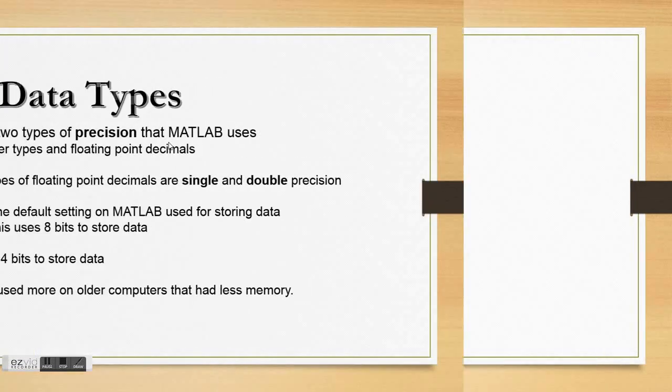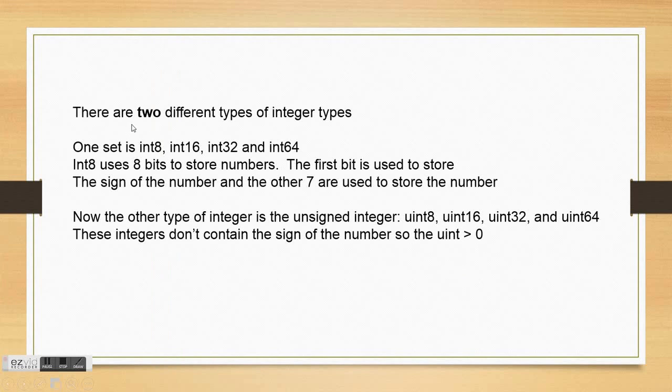There are two different types. One says int 8, 16, 32, and 64. Int 8 uses 8 bits to store numbers. The first bit is used to store the sign of the number, and the other 7 store the actual number.